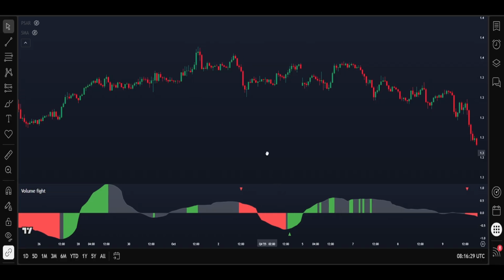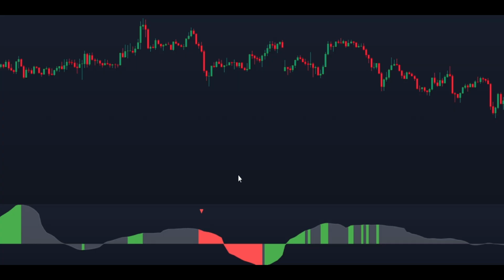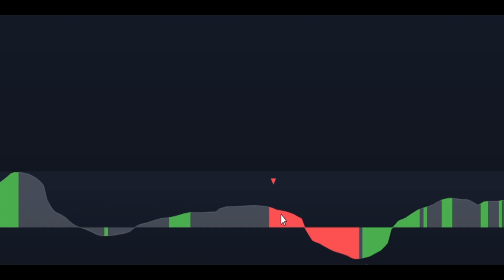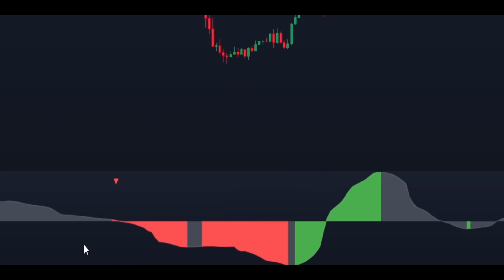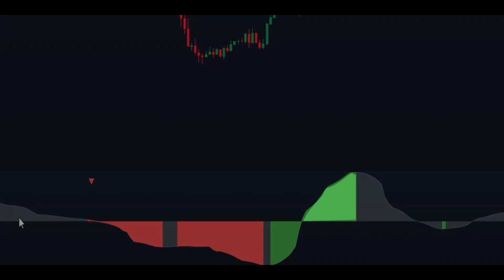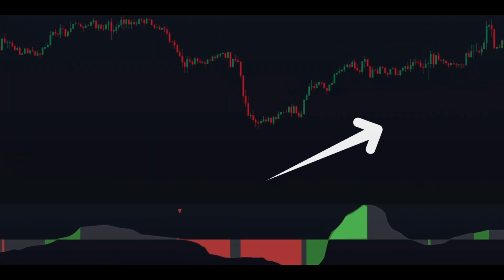Reading basics. The indicator splits traded volume into bullish and bearish components and shows dominance as colored zones. Green zones indicate bullish volume dominance. Red zones indicate bearish volume dominance. Gray zones are flat zones where we stand down. The histogram relative to the zero line adds confirmation. Above zero with green favors longs. Below zero with red favors shorts.